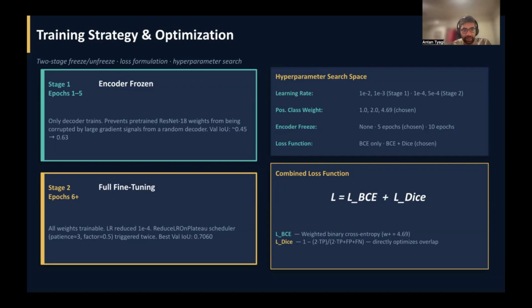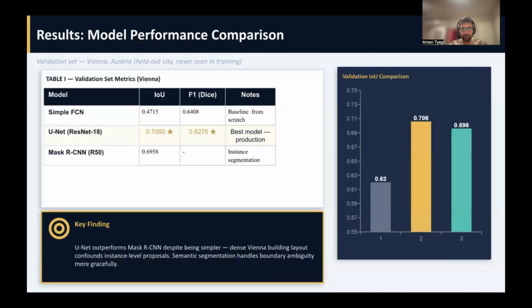We train all the weights, but we reduce the learning rate on plateau. When our loss starts plateauing, we reduce the learning rate with a patience and a factor of 0.5. The best validation IoU based on that was 0.7060. For the second part, we combine the loss function with a weighted binary cross entropy and the dice loss, which directly optimizes the overlap and improves the F1 score.